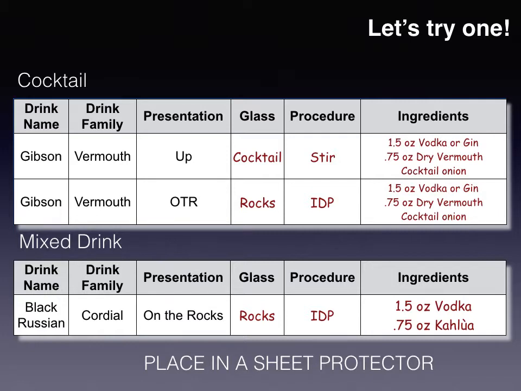The same drink presented on the rocks, or OTR, the glass will change and the procedure will change. Of course, the ingredients stay the same. The great part about mixed drinks is they're generally made only one way. So, for example, our Black Russian, which belongs to the cordial family, is presented on the rocks, so therefore it goes in a rocks glass, and it is an ice down pour procedure. And this includes the ingredients of vodka and Kahlua.